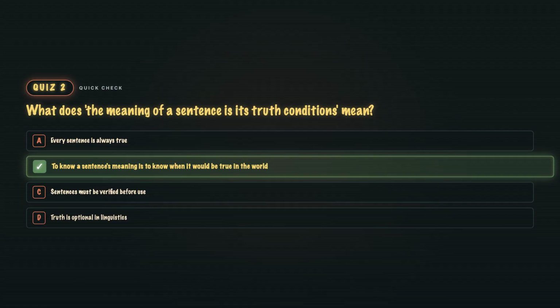B. Meaning as world conditions. Tarski's 1933 idea. Snow is white is true if snow is white. That's not circular. It says the meaning of a sentence is the relationship between it and the way the world would have to be. Formal semantics runs on this.